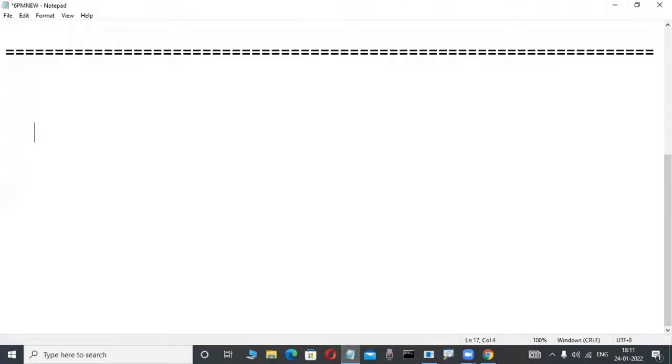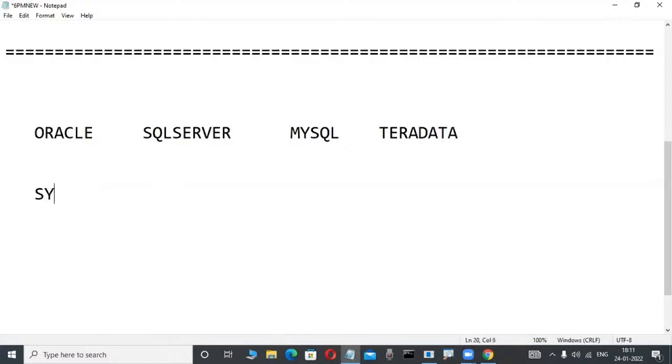Slowly observe here. This is a demo class, I'm telling something only. Oracle is a product from Oracle Corporation. Don't write it today. SQL Server is a product from Microsoft. MySQL is an open source product, that is also now from Oracle. Teradata is a product from NCR Corporation. Sybase is a product from Ingres Software. Like this, so many products are there. These products are all relational databases, implemented based on the relational data model.